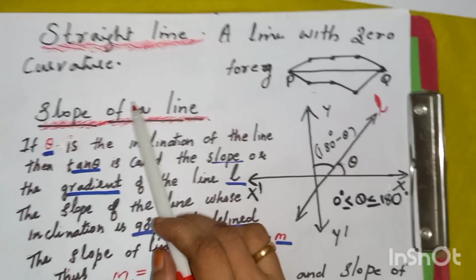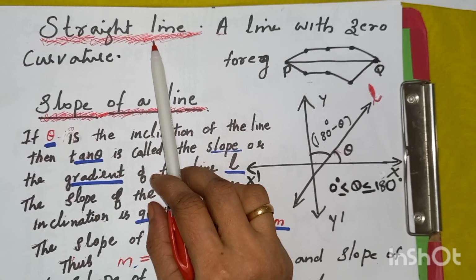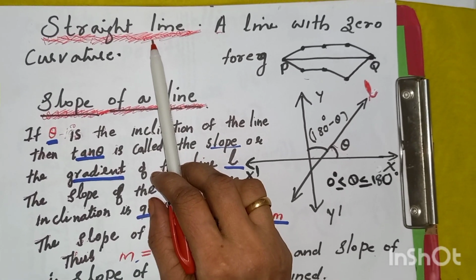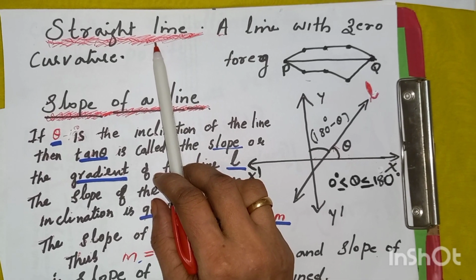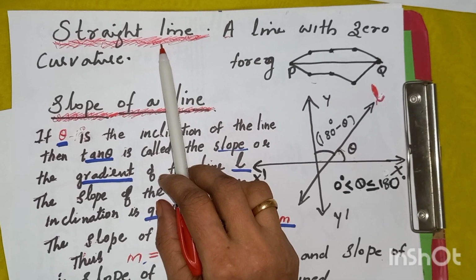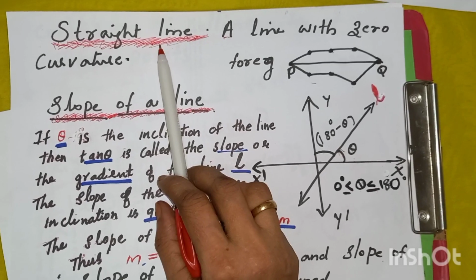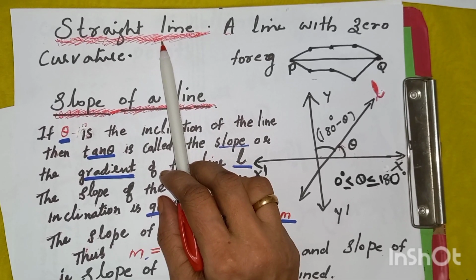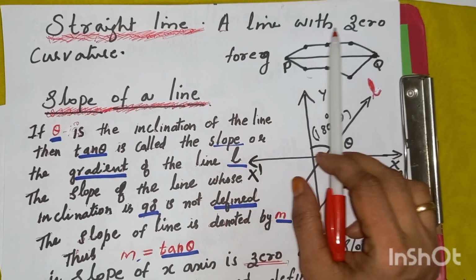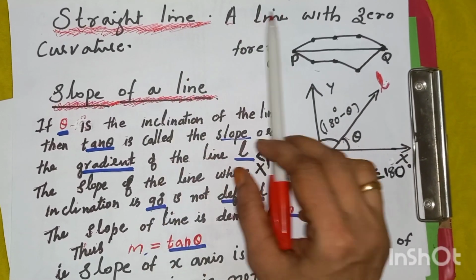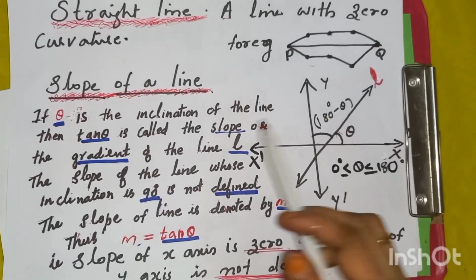So next we are going to study the straight line. Okay, straight line. You already studied the straight line in lower classes. In this chapter we study the straight line: a line with zero curvature. A line with zero curvature is called a straight line.